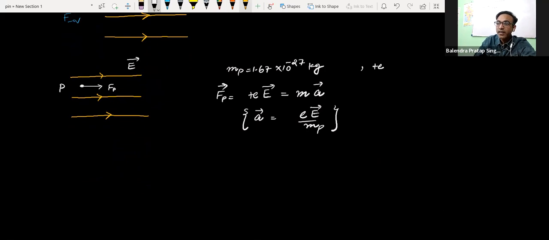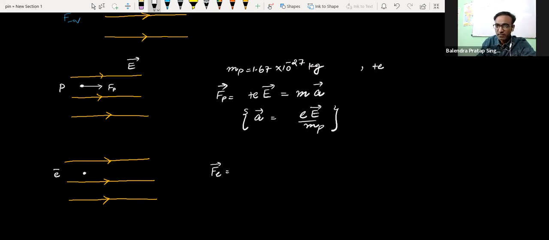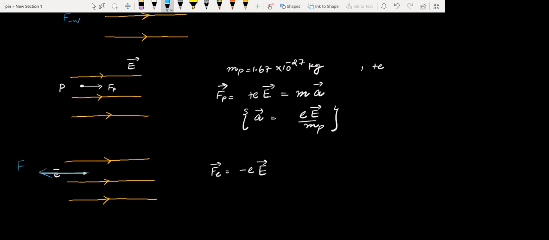Again, if we consider an electron in this external electric field, this particle will also experience a force, suppose F of E. The charge of the electron is minus e, so the force is minus e times vector E. This minus sign changes the direction of the force, because the force experienced by an electron is opposite to the direction of the electric field. This is the direction of the force.